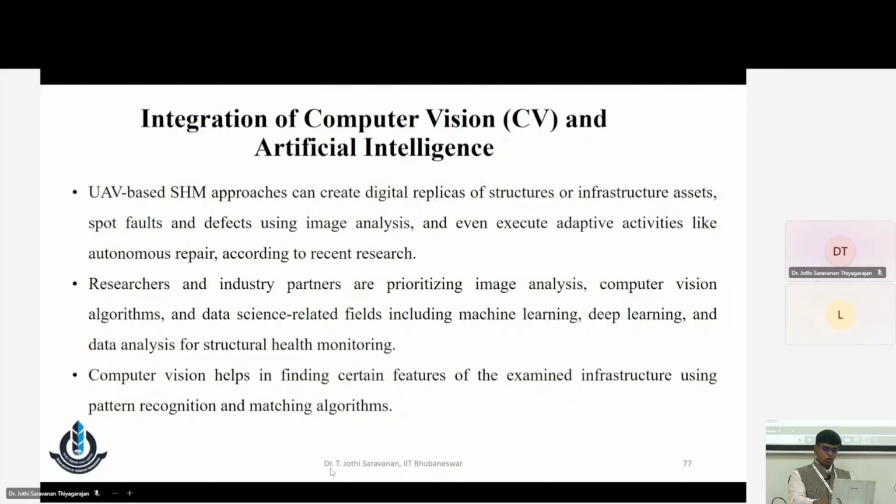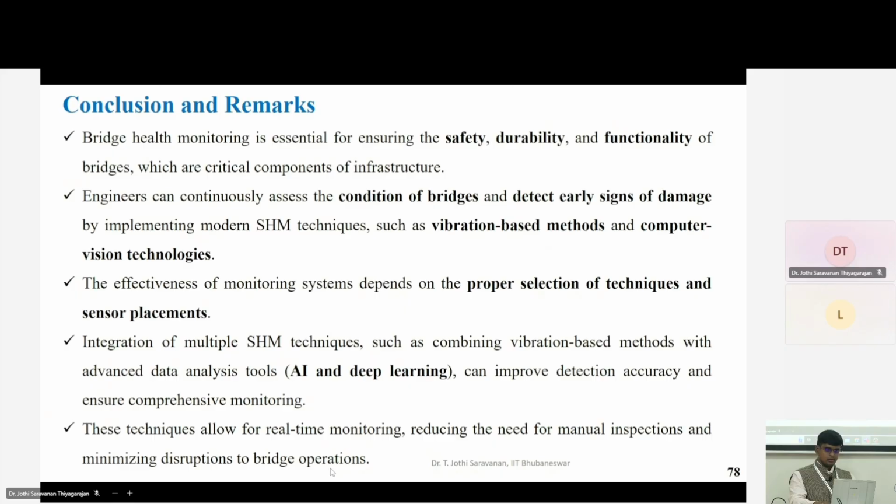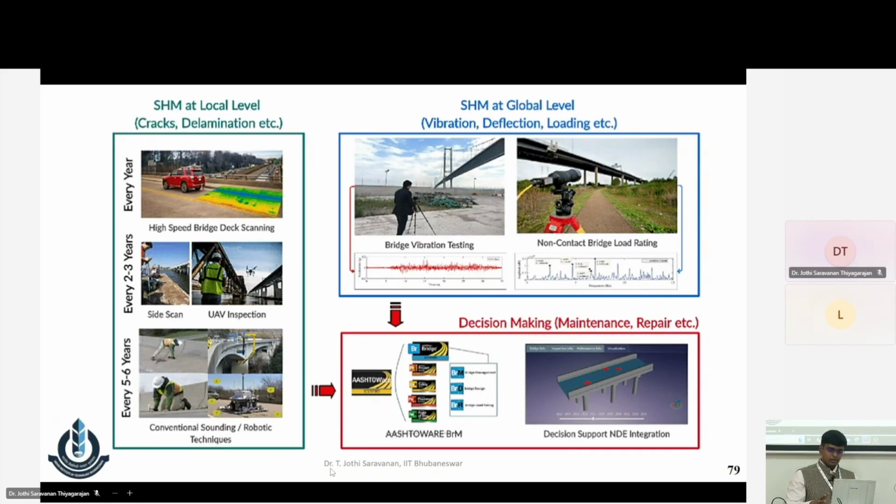Of course, the agenda of this course is integrating computer vision with AI. So that's the point here. I'm not repeating these things. This one slide I saw in some papers is explaining everything we are discussing throughout this course. SHM at the local level, crack and delamination, can be done at intervals of 1 year, 3 years or 5 years. Robotic techniques are UAV based, scanning, all those things can be done.